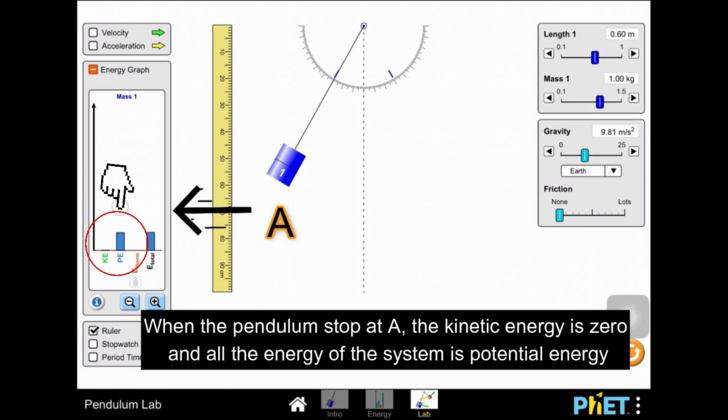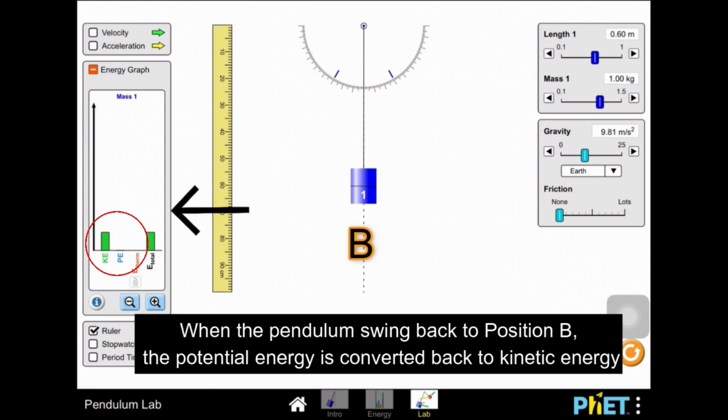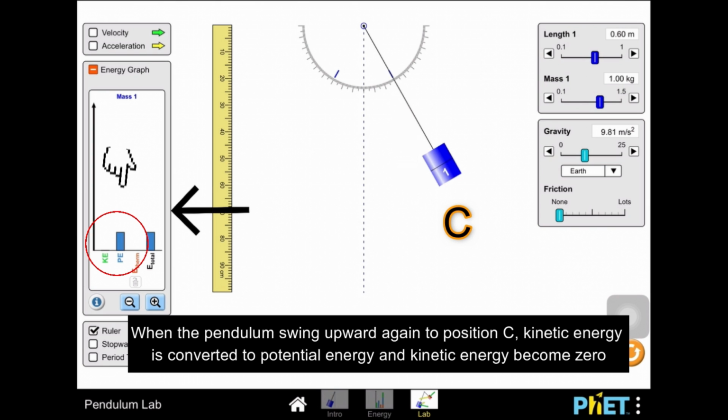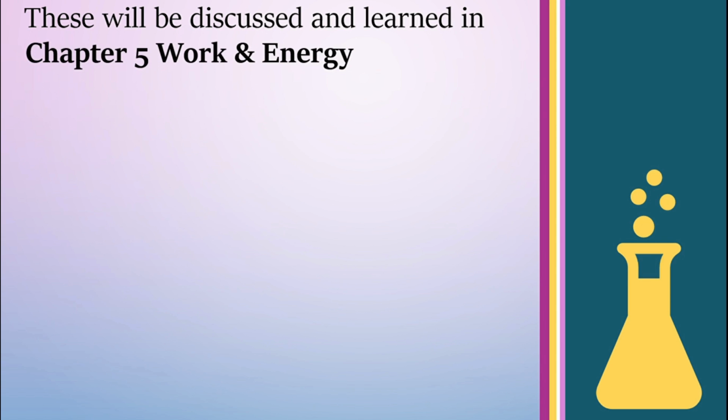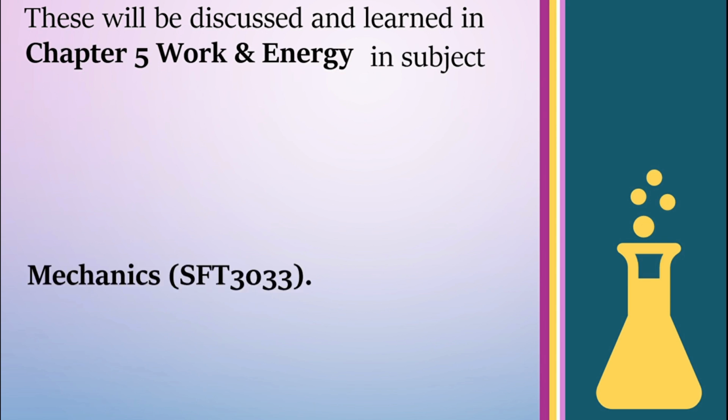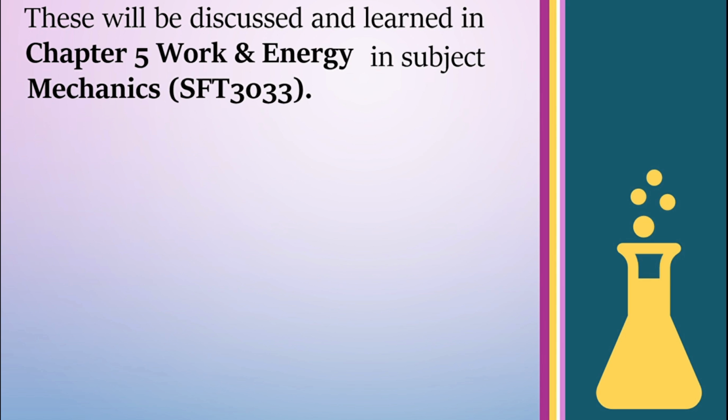When the pendulum stops at A, the kinetic energy is 0 and all the energy of the system is potential energy. When the pendulum swings back to position B, the potential energy is converted back to kinetic energy. When the pendulum swings upward again to position C, kinetic energy is converted to potential energy and kinetic energy becomes 0. These will be discussed and learned in Chapter 5 Work and Energy in Subject Mechanics, SFT 3033.